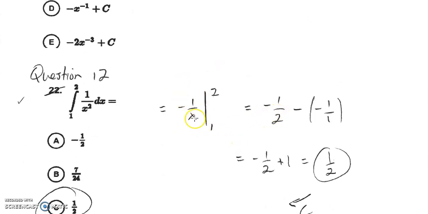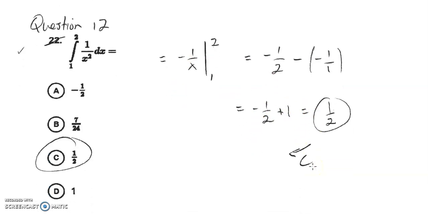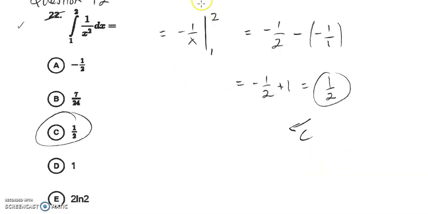When I plug in the 2, I get a 1/2, with the negative up front, minus, when I plug in the 1, I get 1 over, this is the one being plugged in. This is that negative, so it's double negatives, positive. 1 minus a half is a positive half. Answer C.